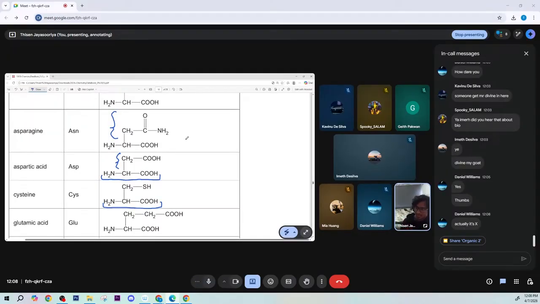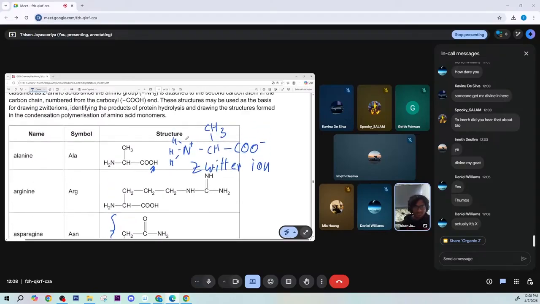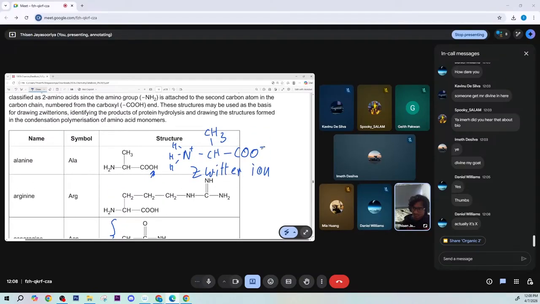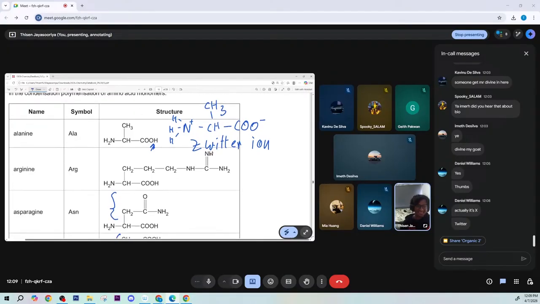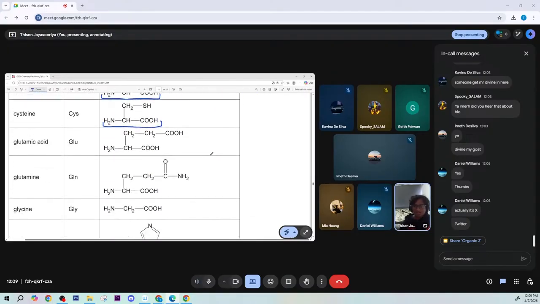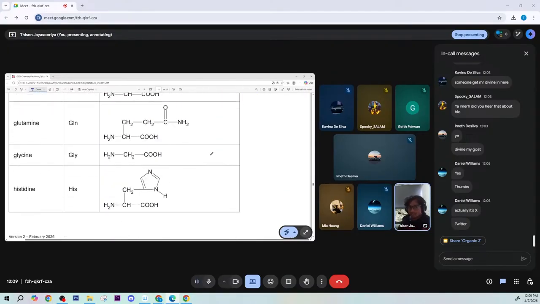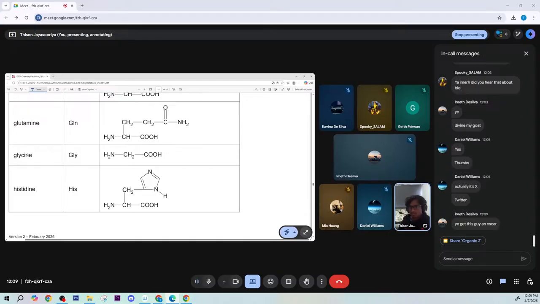Actually, it's X. What do you mean X? Okay. Okay. But does that make sense? So here, this molecule, get this guy. That's so mean.